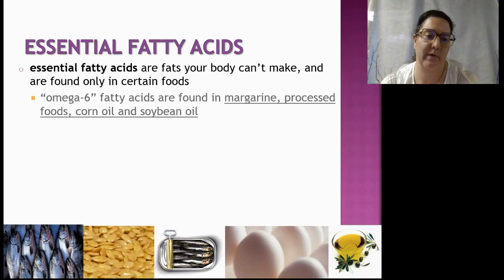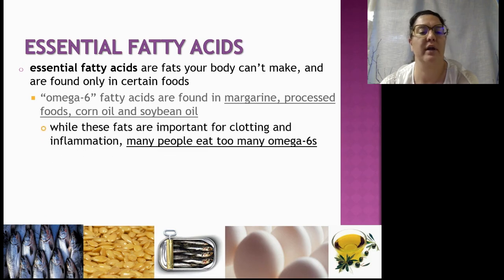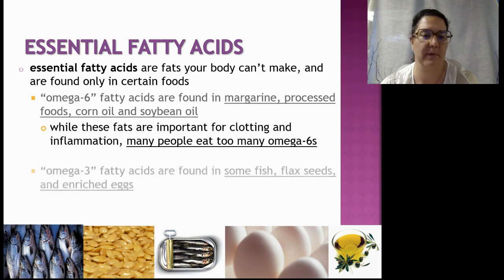We do need fats, however, and essential fatty acids are fats that our body can't make and are found in certain foods. Omega-6 fatty acids are found in margarine, processed foods, corn, and soybean oil. They are essential for clotting. Many people eat too many omega-6s, so we only need a small amount of them.